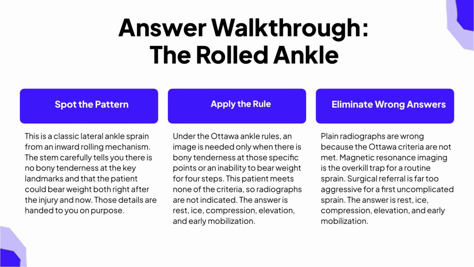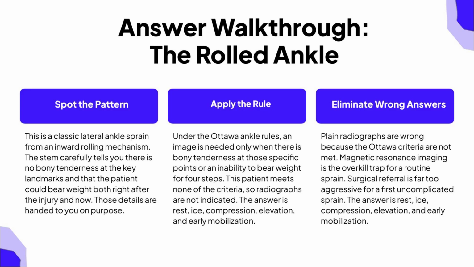Next, apply the rule. Under the Ottawa Ankle Rules, an image is needed only when there is bony tenderness at those specific points or an inability to bear weight for 4 steps. This patient meets none of the criteria, so radiographs are not indicated, and the right answer is rest, ice, compression, elevation, and early mobilization.